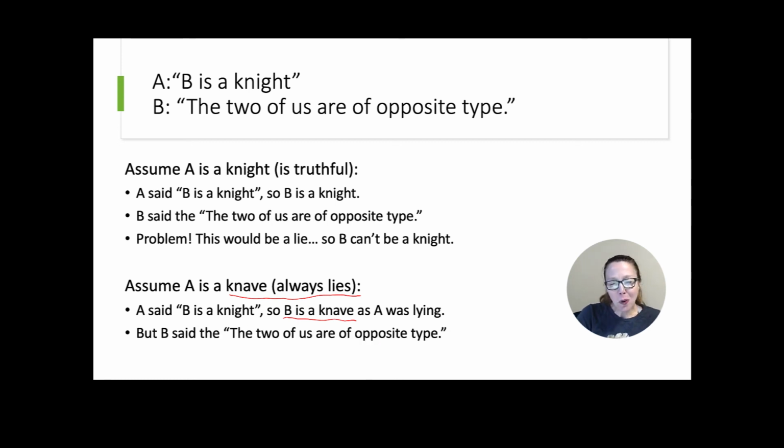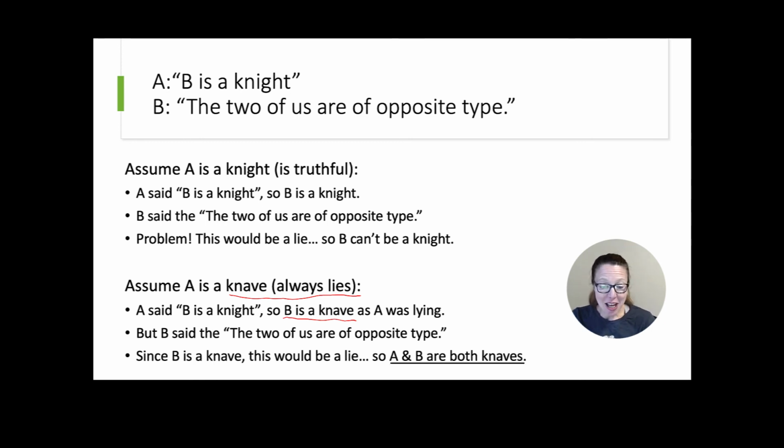B said the two of us are of opposite type. But if B is a knave, then that isn't true. They're of the same type. And this is okay, because if B is a knave, this would have been a lie, and so A and B are both knaves works. They're of the same type, and so A and B are both knaves.